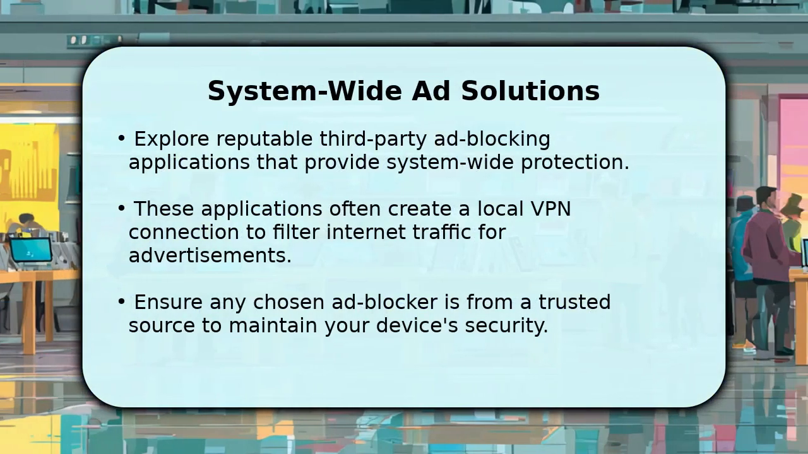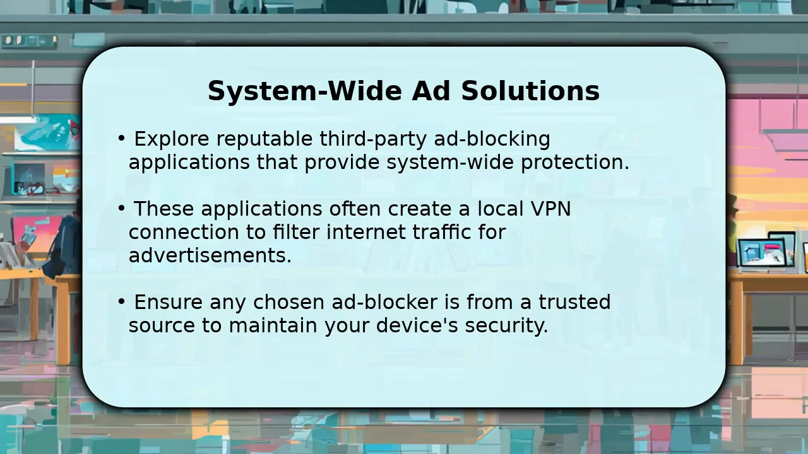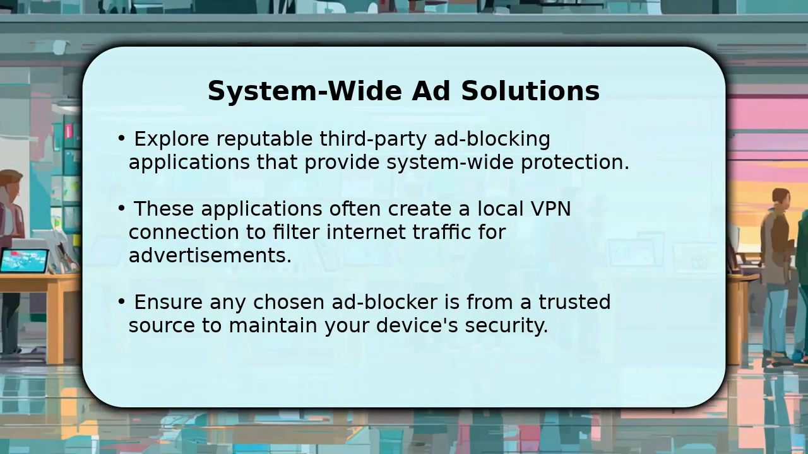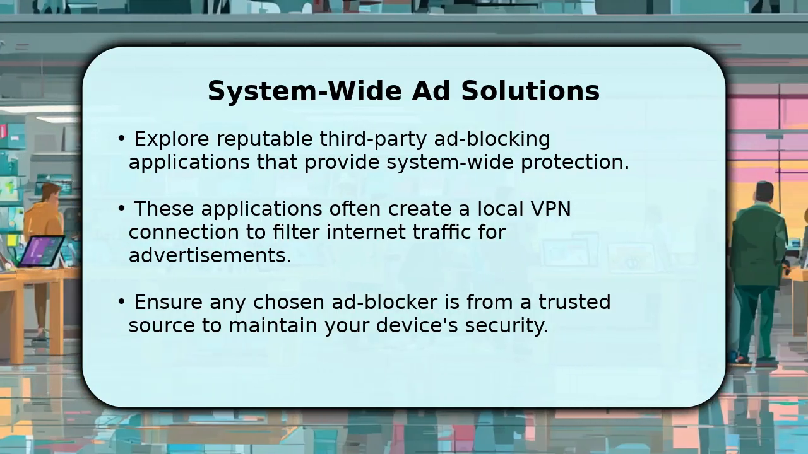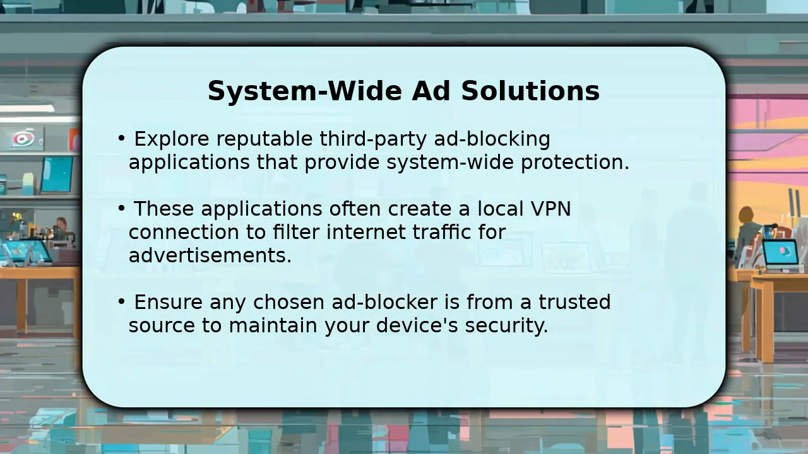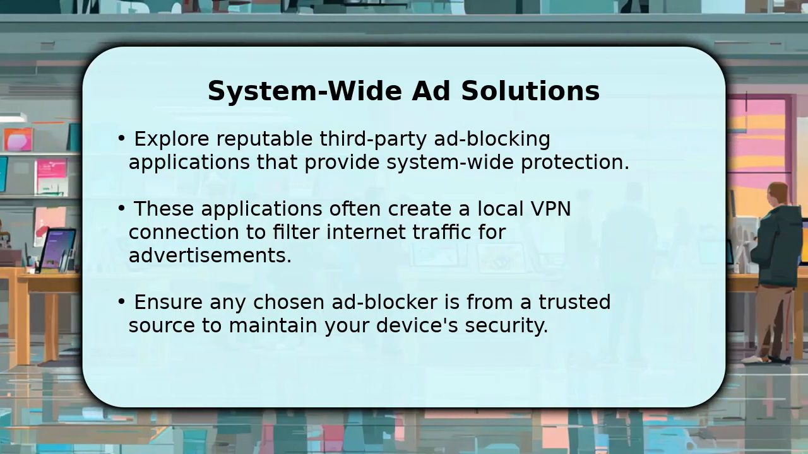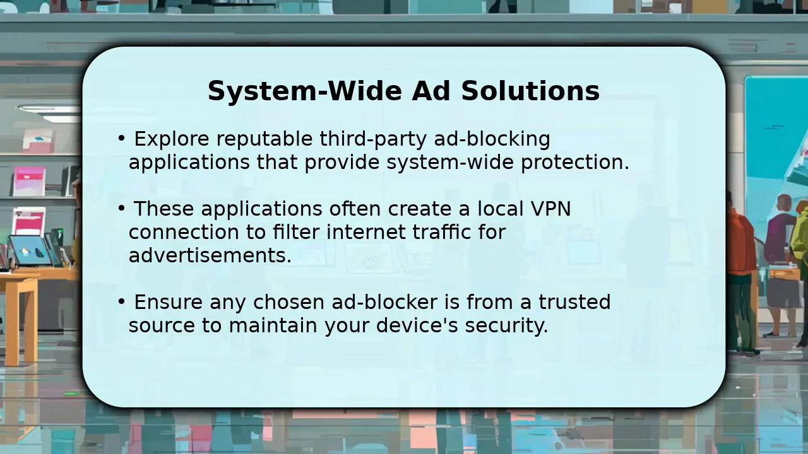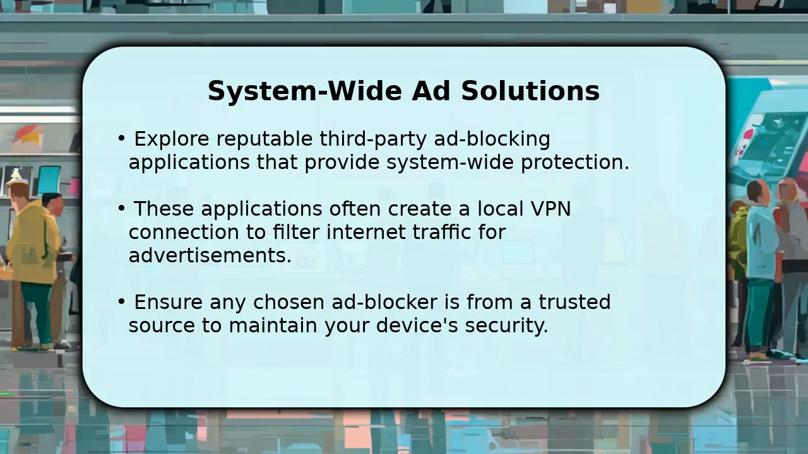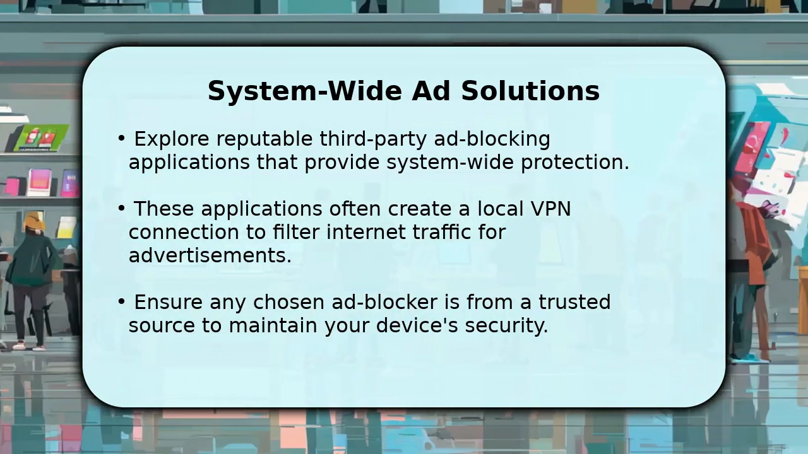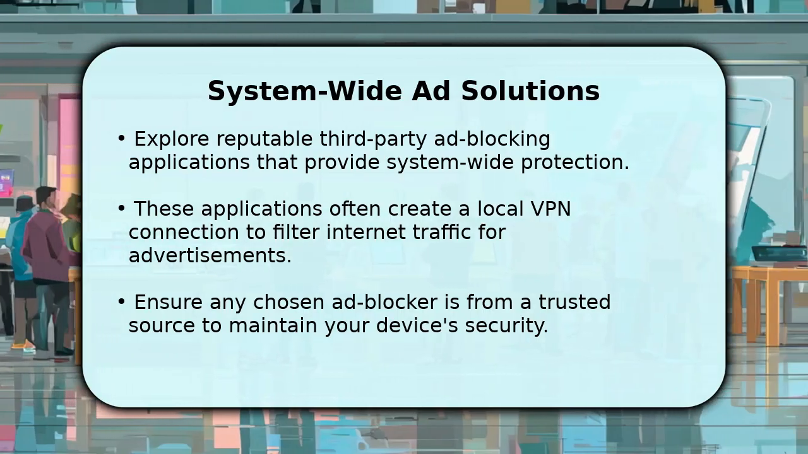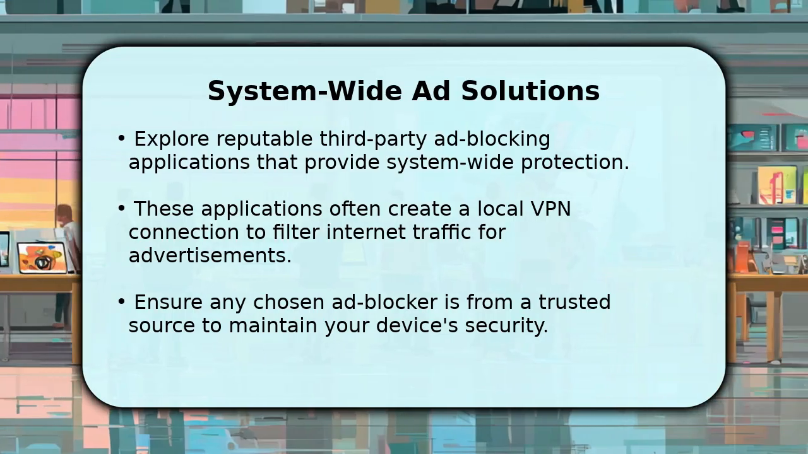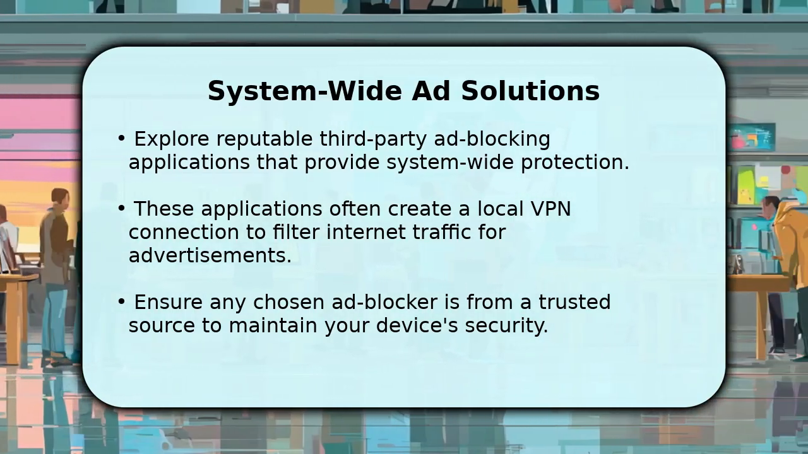For comprehensive protection, consider a reputable system-wide ad blocking application. These apps typically work by creating a local virtual private network on your device, filtering out ad content before it reaches your other applications and browsers. Look for well-reviewed options available from established developers. Setting one up usually takes less than 5 minutes and can provide continuous ad-free usage across your entire Android experience. Always prioritize privacy and security when choosing such tools.